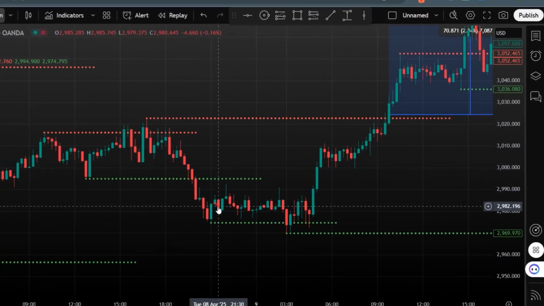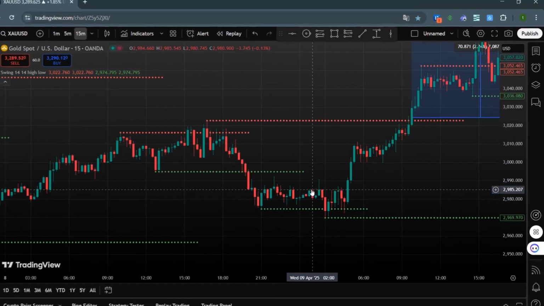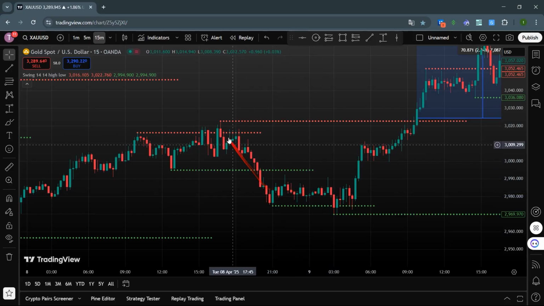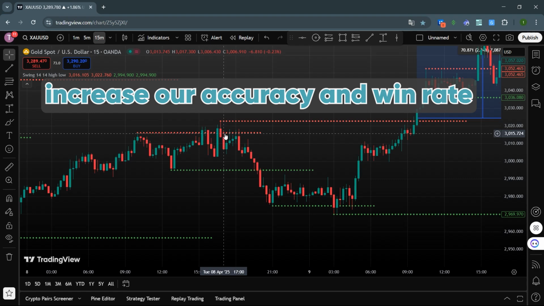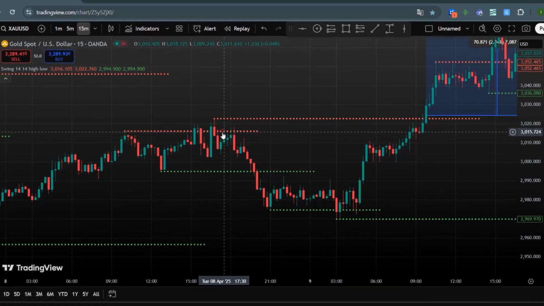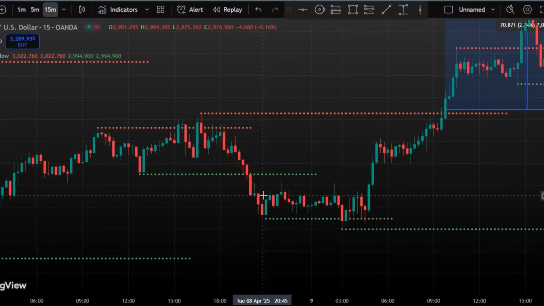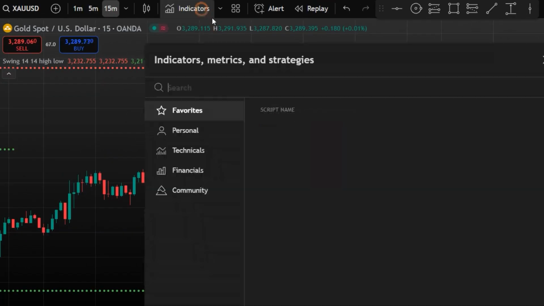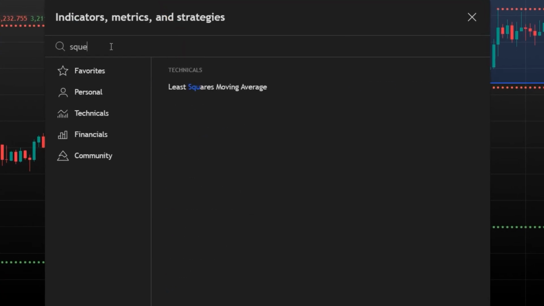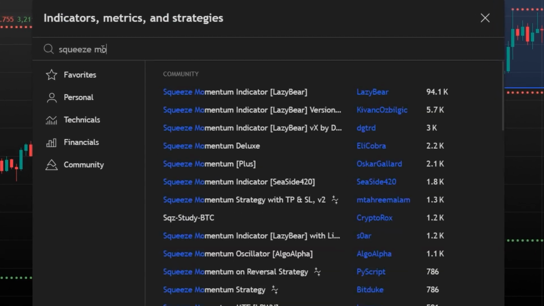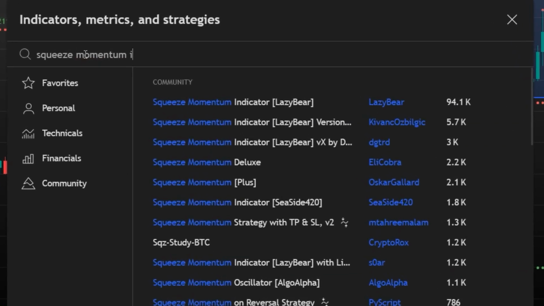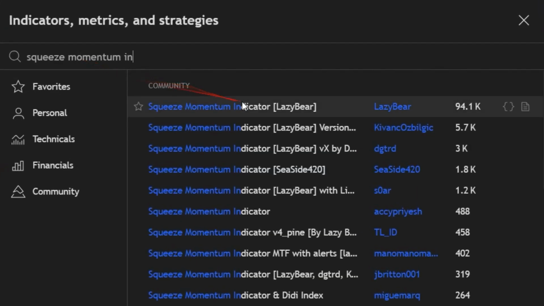Now that we have learned how to use this indicator, it's time to take things to the next level by adding a second indicator to our chart. This will help us increase our accuracy and win rate. This second tool helps us confirm whether the market has enough momentum to push forward after a breakout. Go to the indicator section again and type Squeeze Momentum Indicator. Click it to add it to your chart.